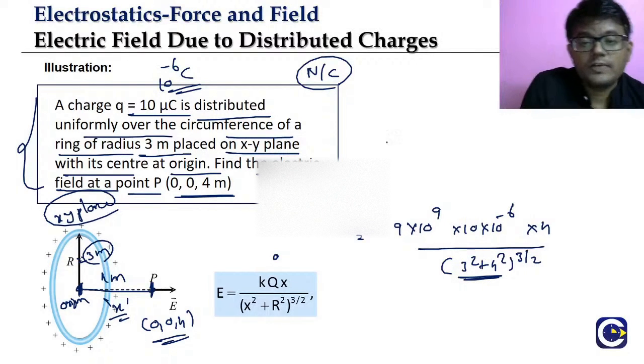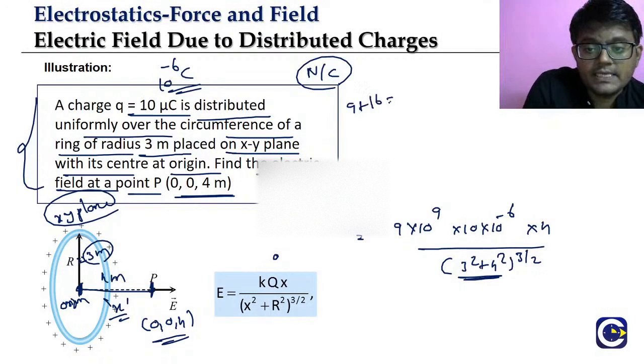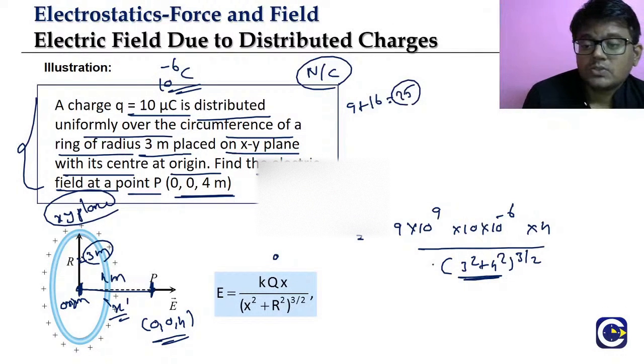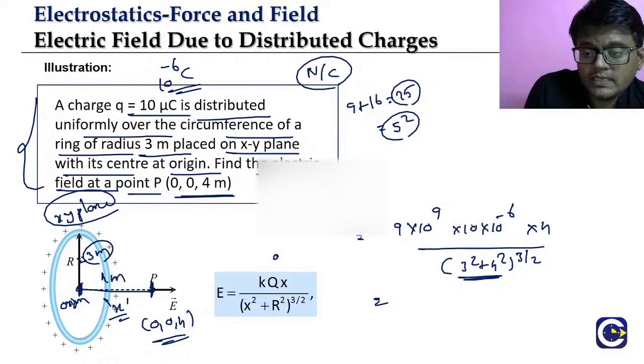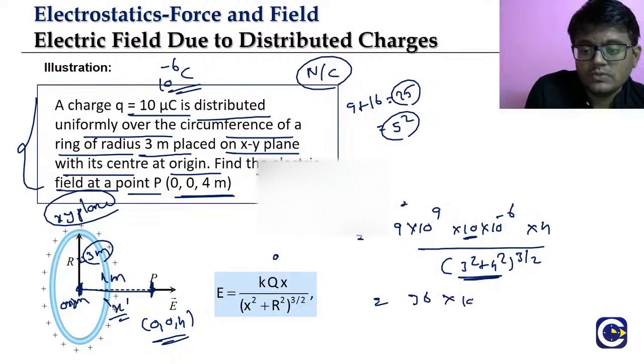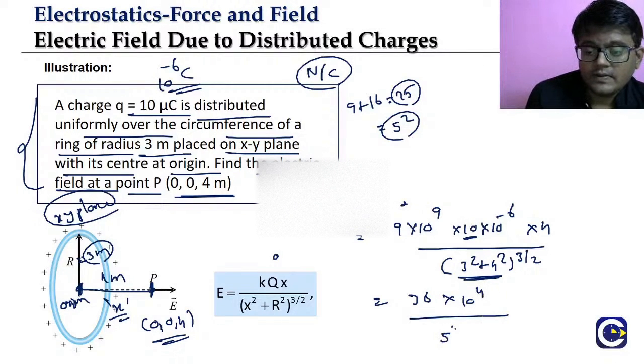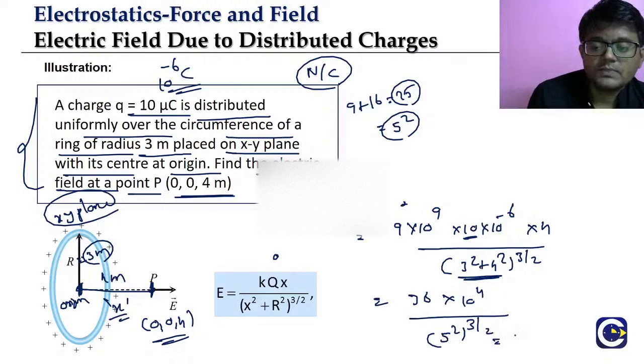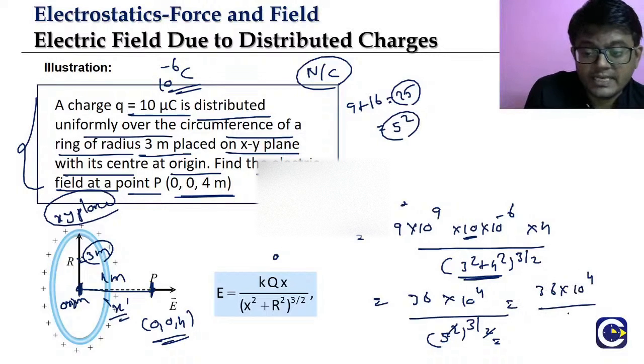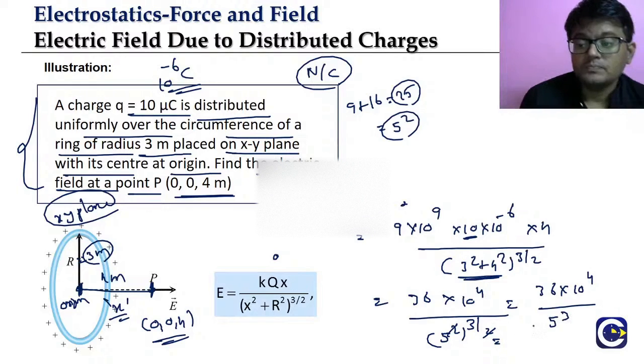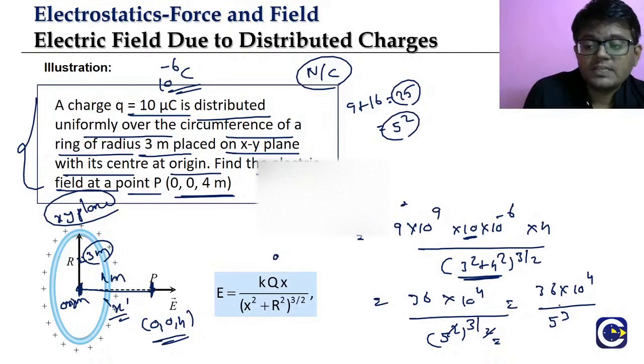So 3 square plus 4 square 9 plus 16, 25, ஓகேவா. So 25 எப்படி எழுதலாம், 5 square மாதிரி எழுதலாம். So numerator ல என்ன வரும் பாருங்க, 10 power 9 into 10, 10 power 10 மாதிரி, okay. So 9 4s are 36 into 10 power 4, denominator ல 5 square whole power 3/2. So அந்த power மட்டும் simplify பண்ணா 2 and 2 will be cancelled. என்ன வருது, 5 cube வருது. So 36 into 10 power 4 divided by 5 cube, ஓகேவா.